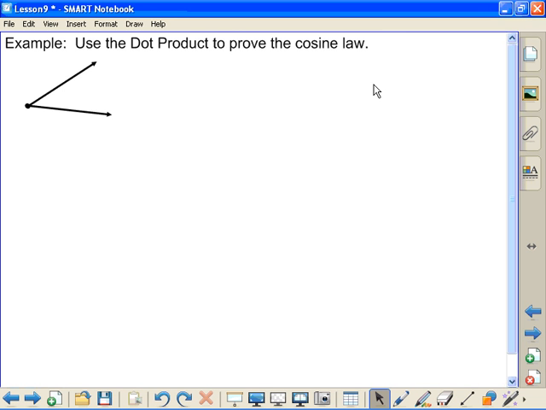Okay, tough concept, and there's a couple I want you to try dealing with proofs. So in this one, I want to use the dot product to prove the cosine law. So what are we required to prove? RTP. We want to prove that c squared equals a squared plus b squared minus 2ab cos C. So that's what we're looking at trying to prove.